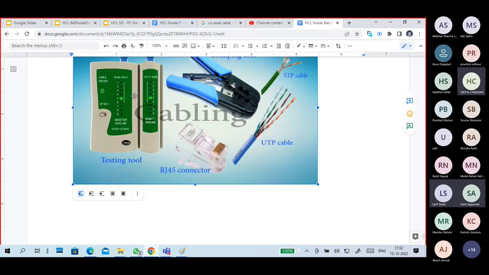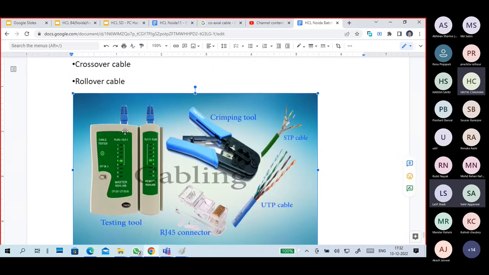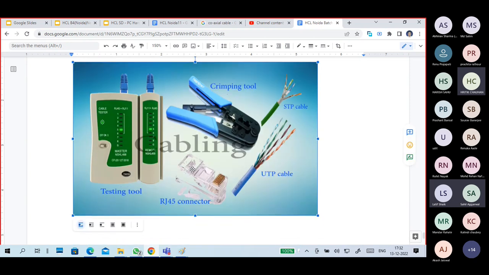Once you have a cable, you want to test it. So you have to connect one end of the cable here, another end of the cable here. You have to test, make sure that the cable is in good condition, with no problem in this crimping part. See, it is STP, UTP, RJ45 connector. So we have to insert these wires into this RJ45 connector, put it in this crimping tool, press it, then the cable connector is made.